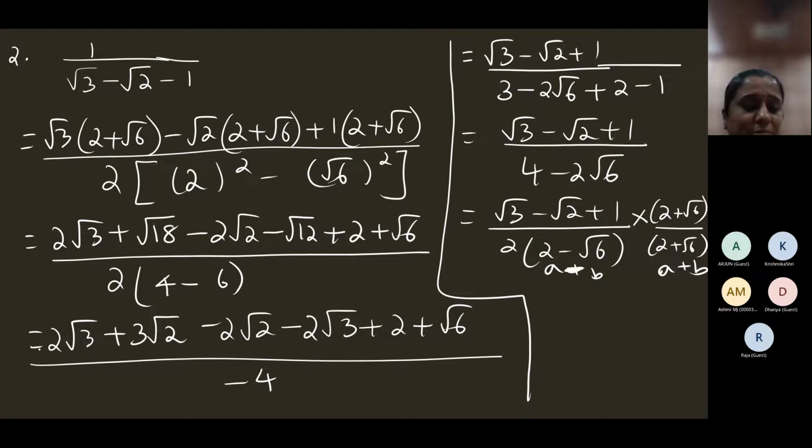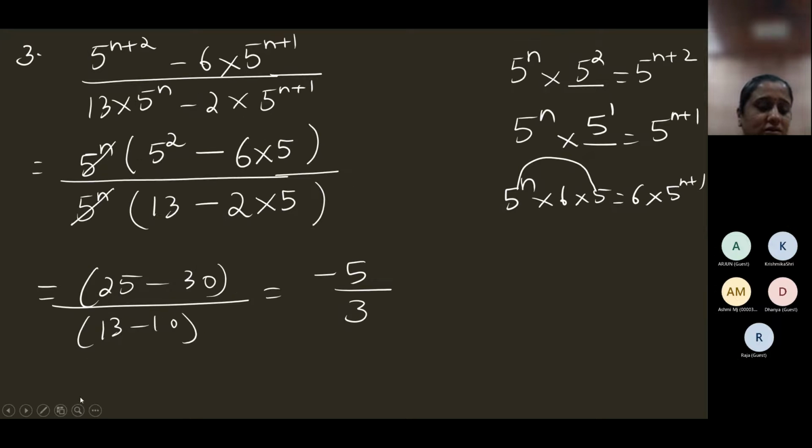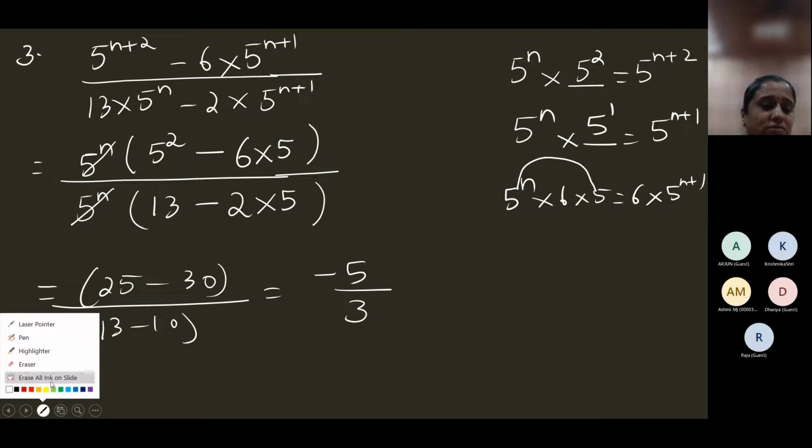Now you can see plus 2 root 3 minus 2 root 3 gets cancelled. Now you can simplify. What is 3 root 2 minus 2 root 2? Root 2. One second, I'll show you that slide.